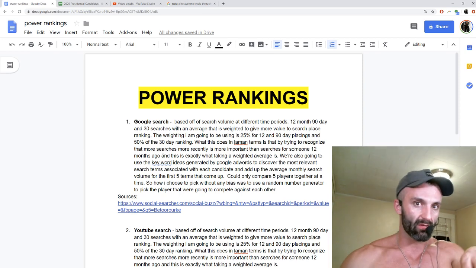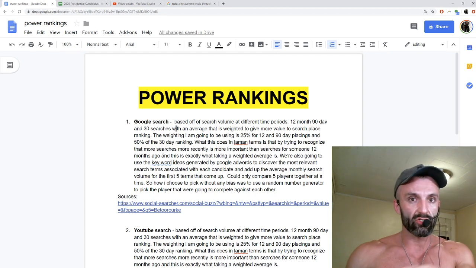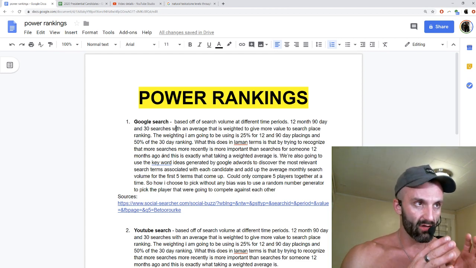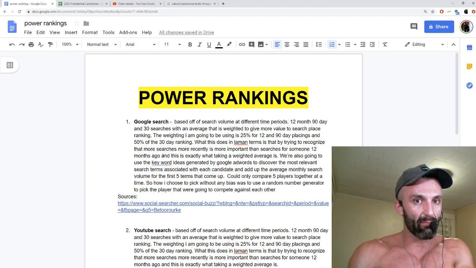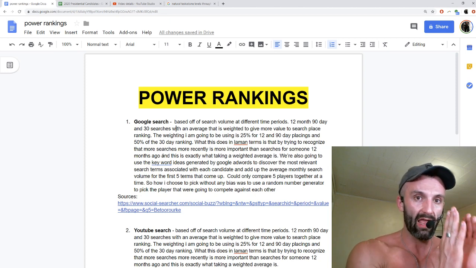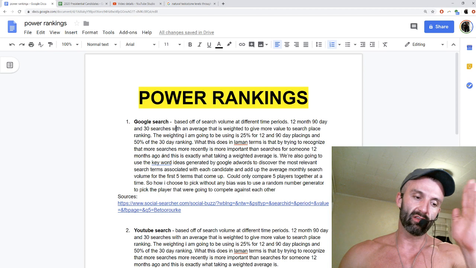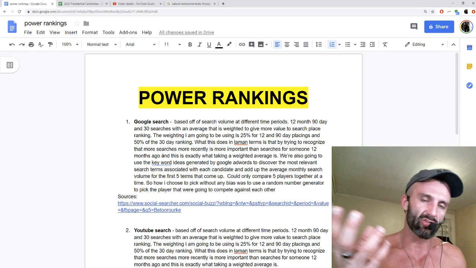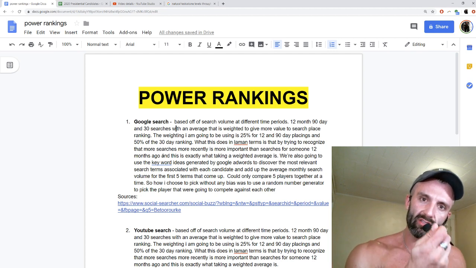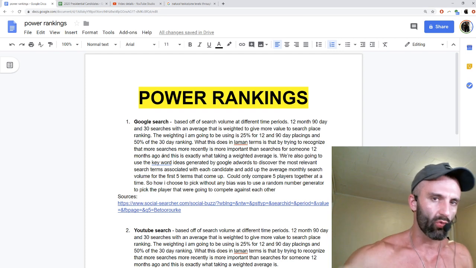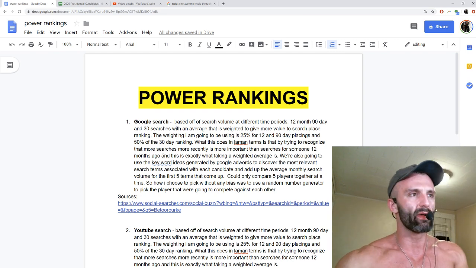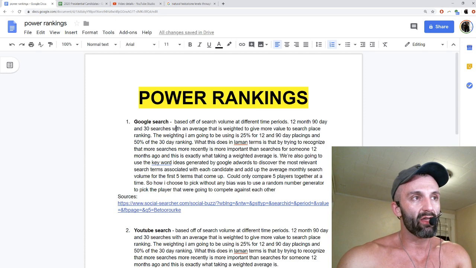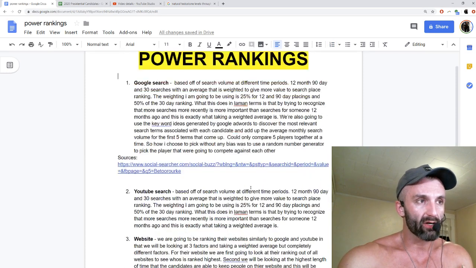So we took a look at the Google search volume. What you do is you take Andrew Yang and you search on Google Trends for that. And that gives us the amount of search volume for the term Andrew Yang. And we looked at the 12-month mark, the 3-month mark, and the 90-day. And then we took an average of that, giving a little bit more relevance to the most recent data, because I think that tells a better story of what's actually happening at that moment. Then we did the same thing for YouTube at the 12, the 3, and the 1-month marks.